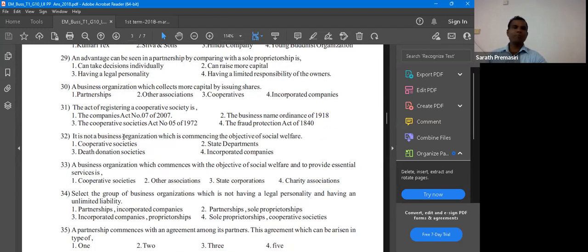It is not a business organization which is commencing with the objective of social welfare. Cooperative Society, Social Welfare. State Department, Social Welfare. Death Donation Society, Social Welfare. Incorporated companies are profit motive. These are profit motive.